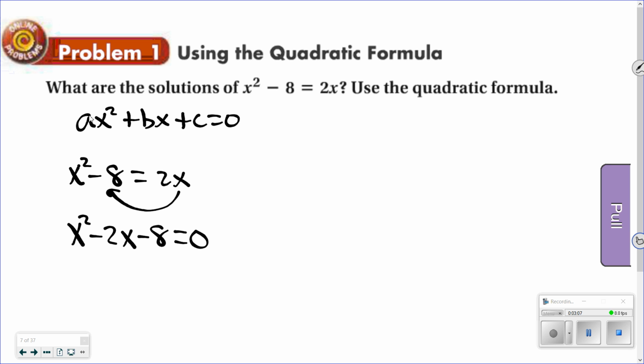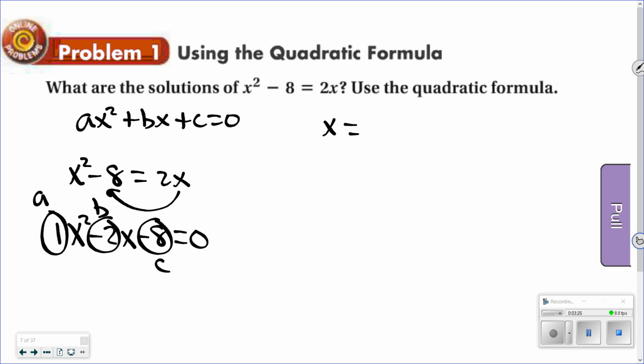Identify a, b, and c. There's nothing in front of the x squared, and so we can put a 1 there. So a is 1, that's a. b is a minus 2. And c is a minus 8. So there's my a, b, and c. Okay, take the a, b, and c and plug it in our formula.